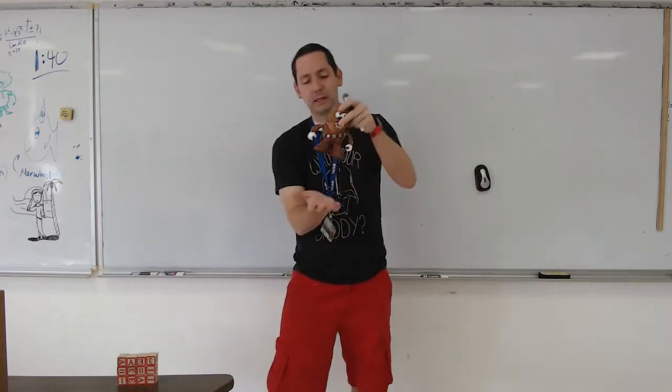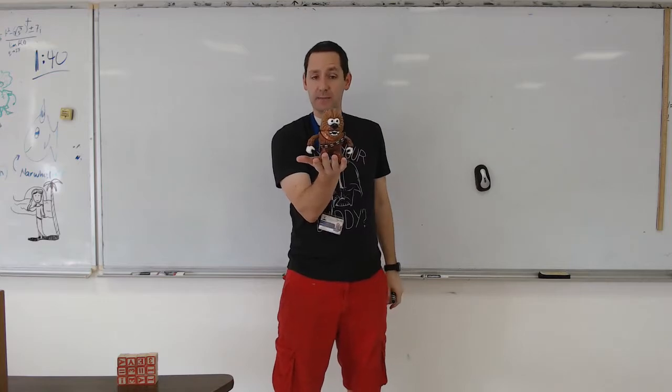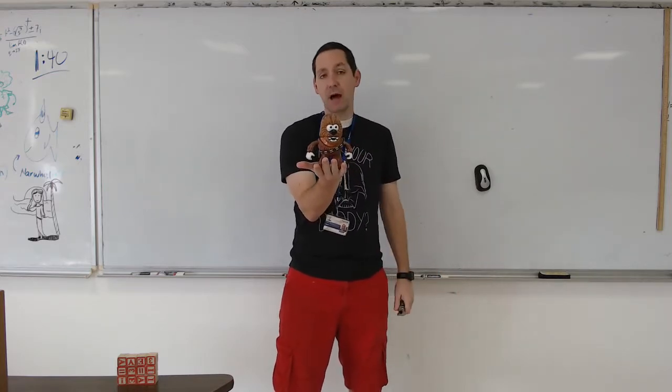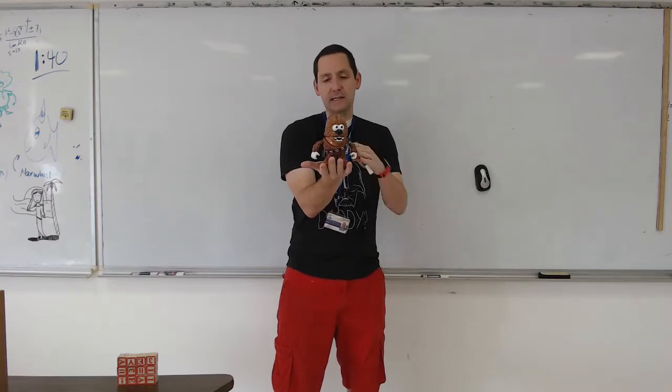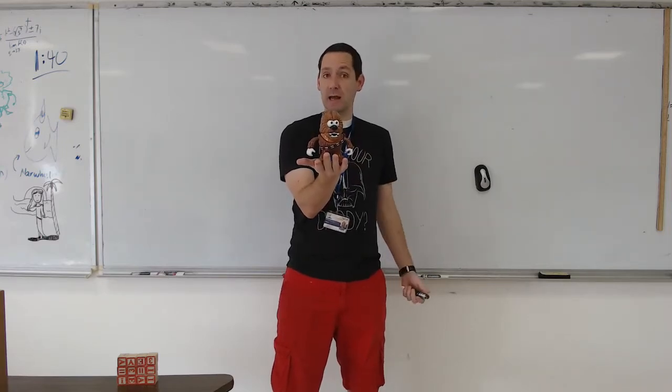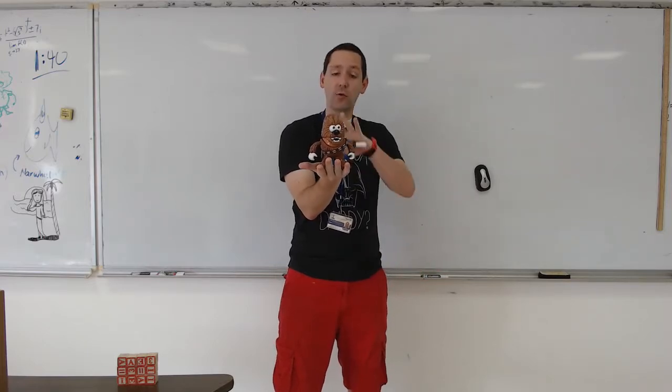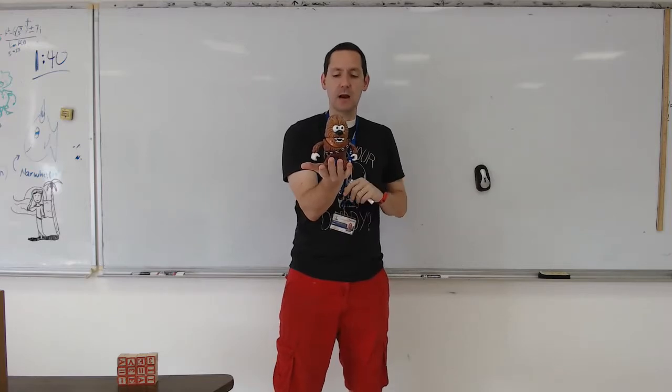Alright, so let's first look at Chewbacca. So when Chewbacca is right here, let's say that he's about 1.5 meters off the ground. He's just sitting there in my hand. So first, I'd like for us to draw a free body diagram of what's happening to Chewbacca right now. As he's sitting there, what are the forces acting on him?